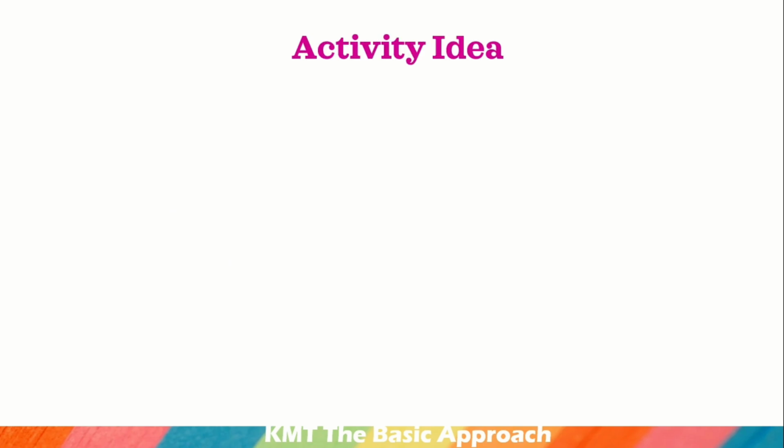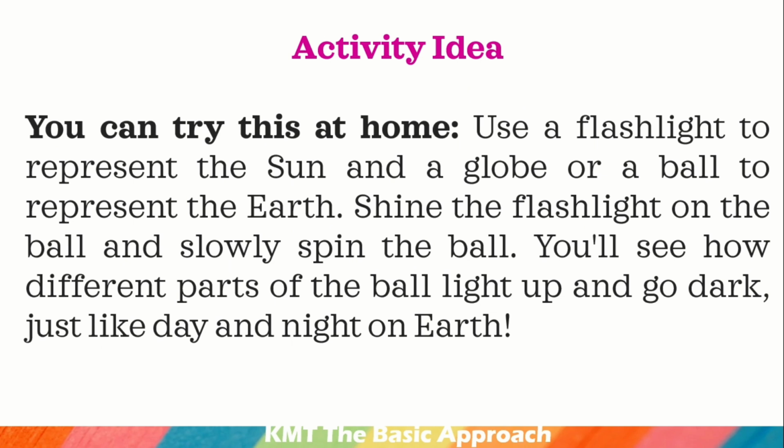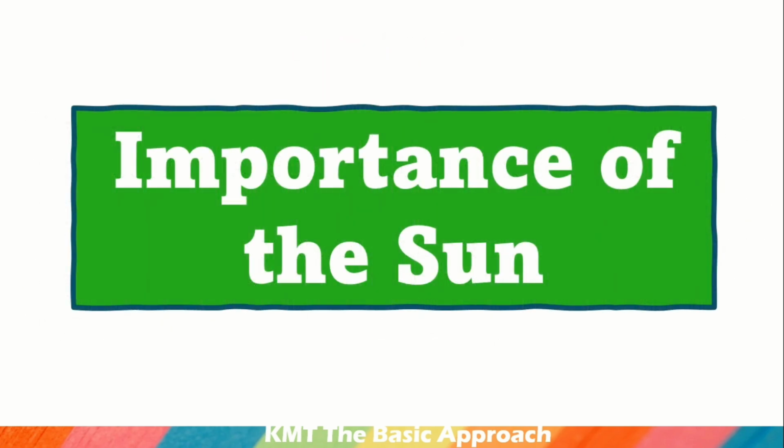Activity idea. You can try this at home. Use a flashlight to represent the sun and a globe or a ball to represent the earth. Shine the flashlight on the ball and slowly spin the ball. You'll see how different parts of the ball light up and go dark, just like day and night on earth. Second lesson, importance of the sun.